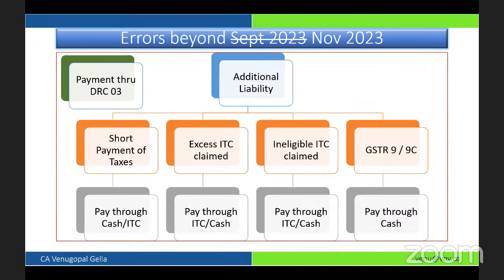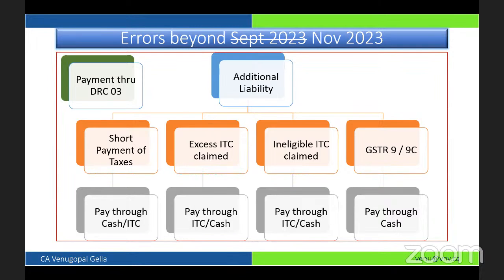But if anything has been missed, even after 2023, if any additional liability is there on account of output tax payable, then you have to discharge it through DRC-03. If it is on account of excess ITC claim or ineligible ITC claim, and while doing 9C you identify any tax payable, then you can pay through DRC-03.